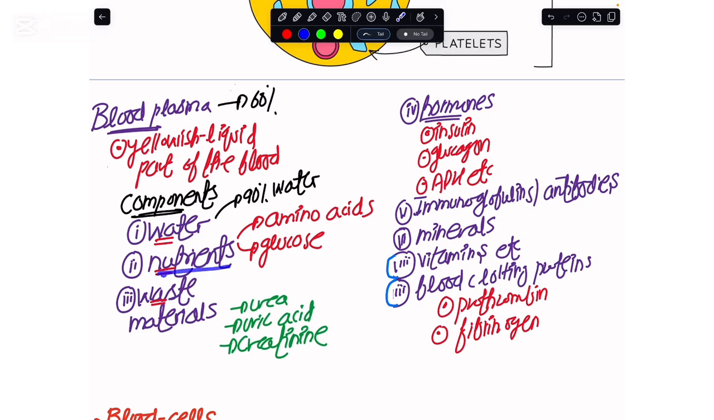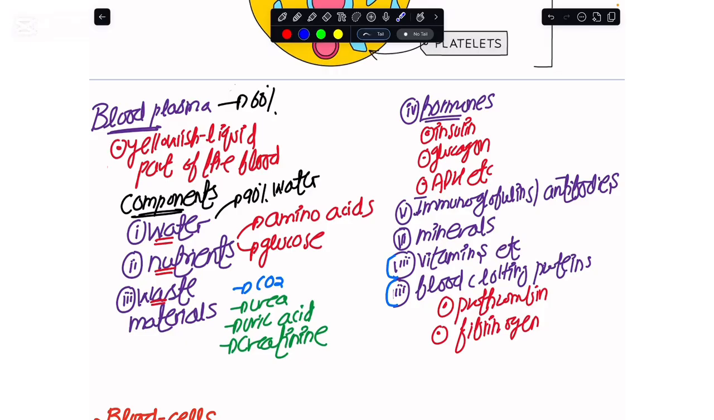We would have the nutrients dissolved in it, like the amino acids, the glucose and the vitamins. They would be dissolved here again in the blood plasma. Among the waste materials that this blood plasma would have in itself, it would have a lot of things like carbon dioxide, we would have urea, the uric acid being produced, and the creatinine that is produced in the muscle.